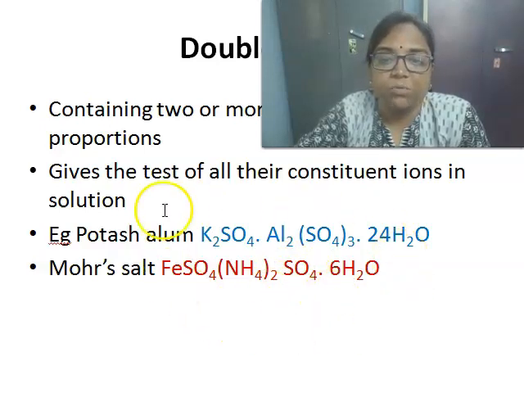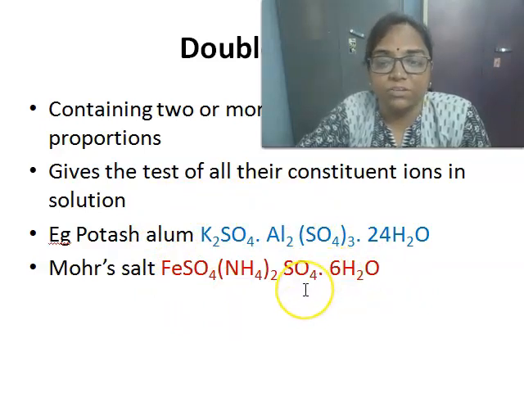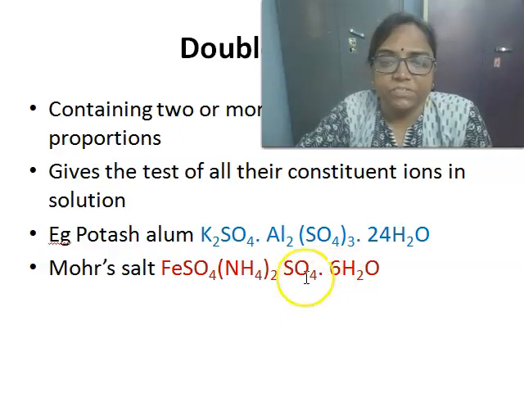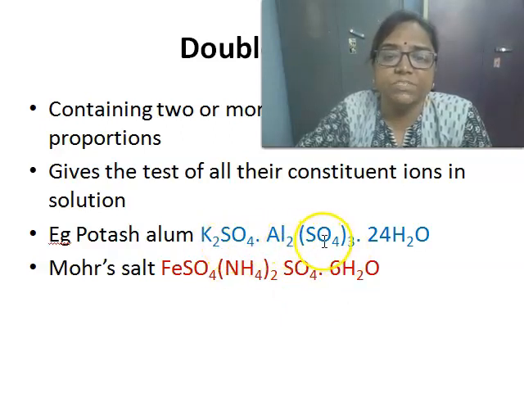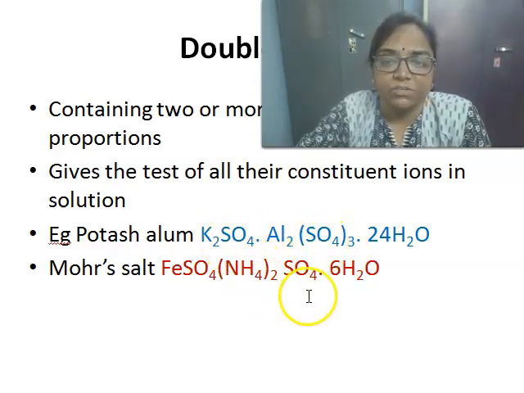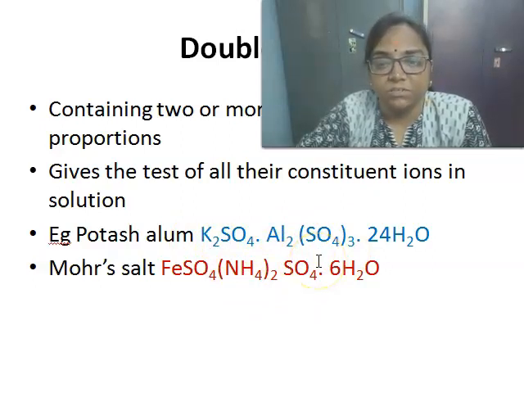So this is how double salts undergo ionization in aqueous medium. We find two simple salts attached here. When two simple salts are mixed in their stoichiometric proportion, it is called a double salt.